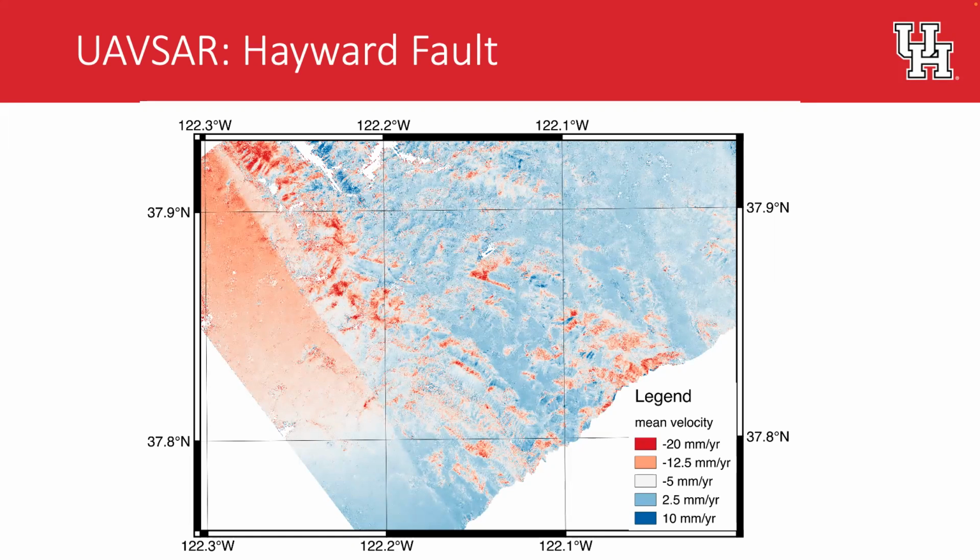UAVSAR is an airborne InSAR flown by NASA out of the Jet Propulsion Laboratory. And this is along the Hayward fault, which runs parallel to the San Andreas fault, but on the other side of the bay. So instead of running through San Francisco, the Hayward fault actually runs through Oakland. It is an interesting fault in the sense that it is creeping, which means that it is moving at a small rate, a couple of centimeters a year, every year.